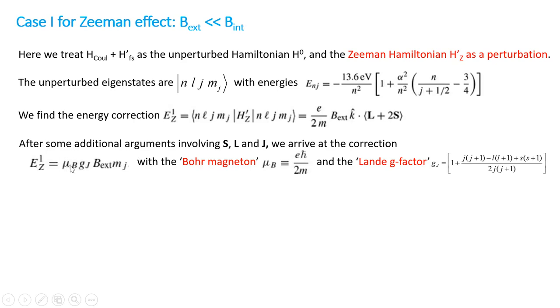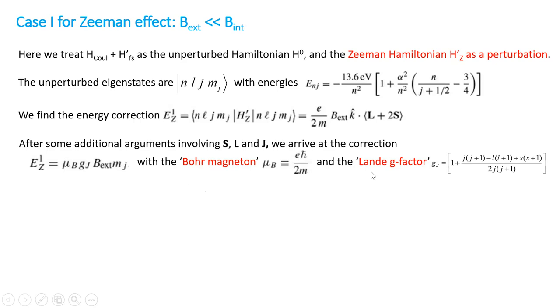The easy one is mu_B g_J B_external m_J. Mu_B we call the Bohr magneton. The Bohr magneton is the basic unit of atomic angular momentum. It's e h-bar over 2m. This comes up so often that it's convenient to have a symbol for it. Bohr was the first to write it, so it's called the Bohr magneton.